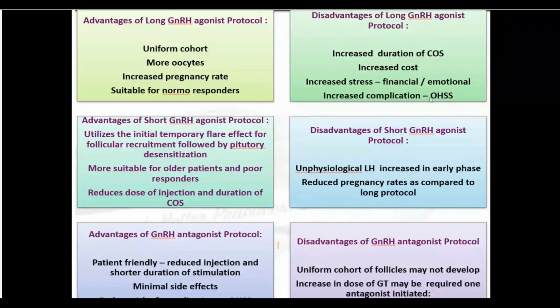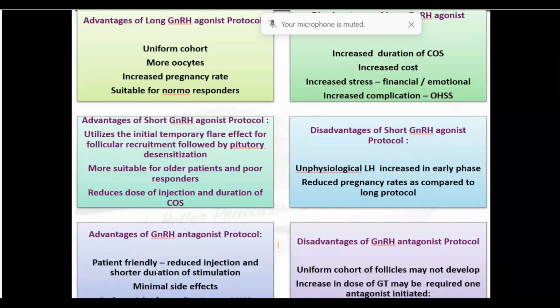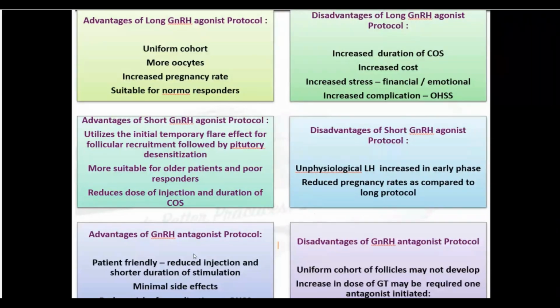The short agonist GnRH protocol is usually not much practiced, and I will just skip it. Now coming to the antagonist protocol. This is very patient friendly. I guess all my colleagues here would agree with me that 70 to 80% of all our cycles are GnRH antagonist protocol. There is a reduced requirement of gonadotrophins, shorter duration of stimulation with minimal side effects, and especially they are beneficial to prevent OHSS, where we do the freeze-all policy.